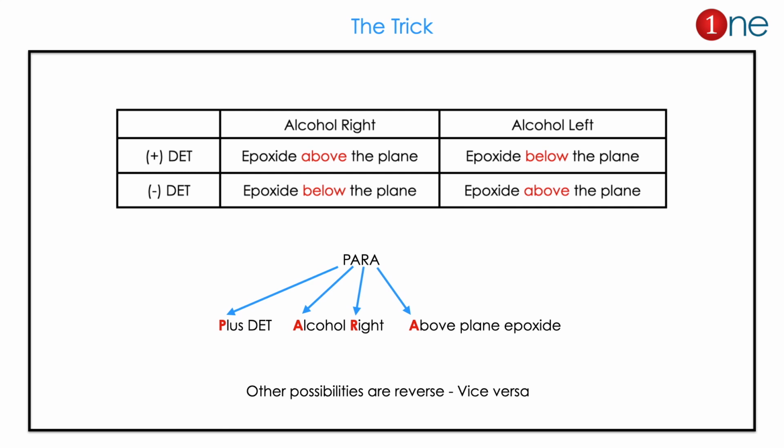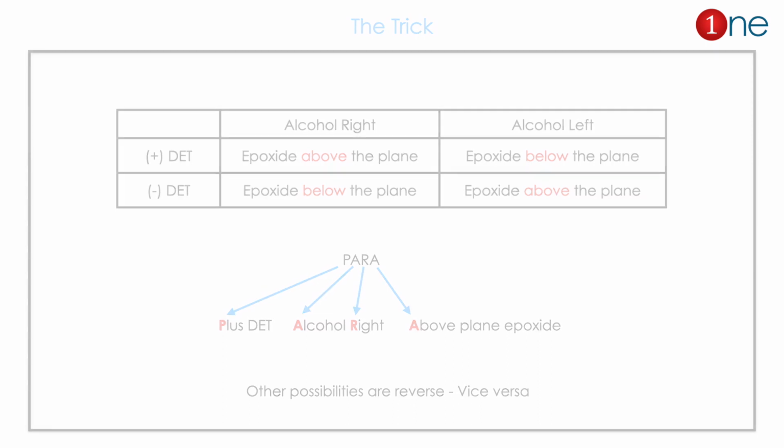Here is a trick or mnemonic to memorize the reaction. You always get confused about plus and minus DET, alcohol left or right. So you have to remember the word PARA. PARA means plus DET, alcohol right position, and above the plane epoxide. The other things will be reversed, and vice versa. So you have to remember the word PARA. From that you derive the required information.